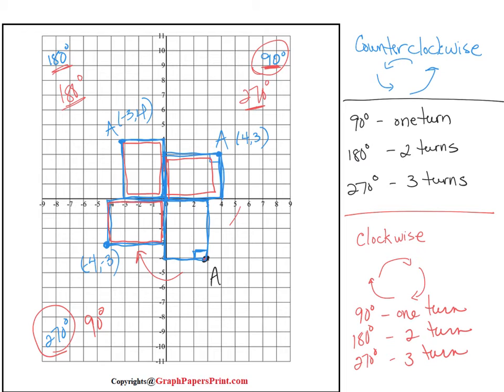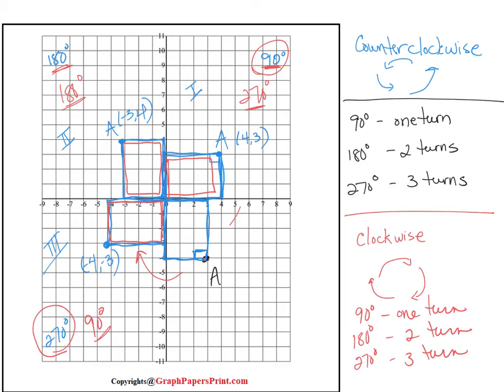So we started with point A that was in black. One turn put me in quadrant 1. 2 turns put me in quadrant 2. 3 turns put me in quadrant 3. Each turn is a quadrant because each quadrant's 90 degrees. And when I reverse the direction and go clockwise, each turn is 90 degrees. So 90 degrees clockwise in red is exactly the same as doing 3 turns counterclockwise.